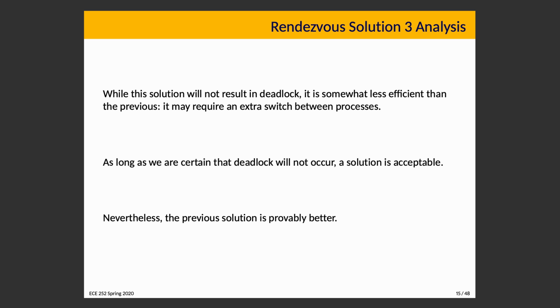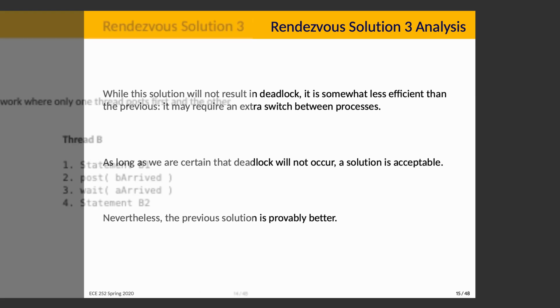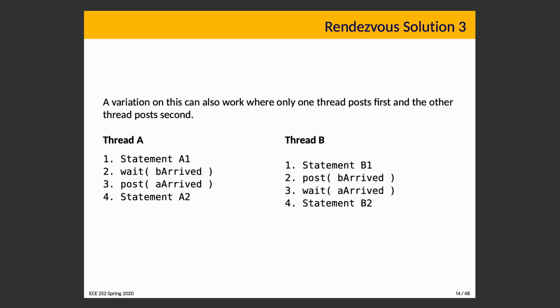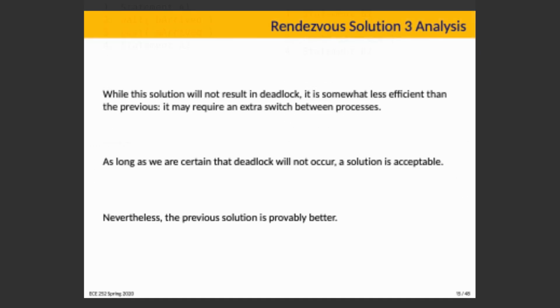It does potentially require an extra switch between processes because there is some possibility of a workflow where statement A1 happens, then we get blocked, then we switch over to B, then we post, then we go back to A because we get blocked here at thread B's statement 3, and then we post on A arrive, which unblocks thread B, and then they can both continue. There might be a little bit of extra back and forth depending on just the order in which these happen and when your thread switches occur. Okay.